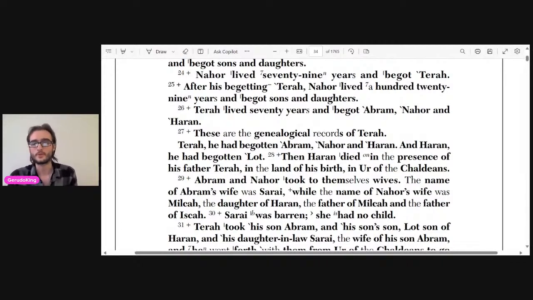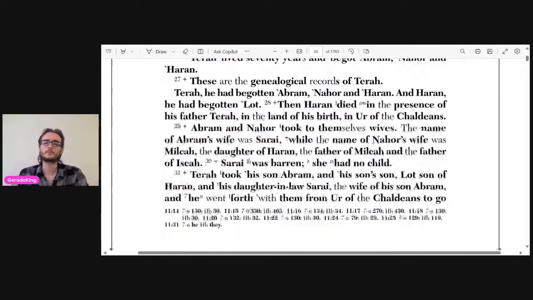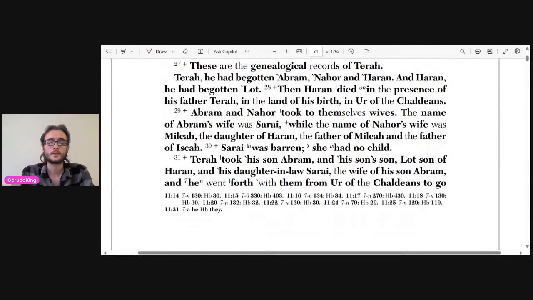These are the genealogical records of Terah. Terah had begotten Abram, Nahor, and Haran. Haran had begotten Lot. Then Haran died in the presence of his father Terah in the land of his birth, in Ur of the Chaldeans. Abram and Nahor took to themselves wives.